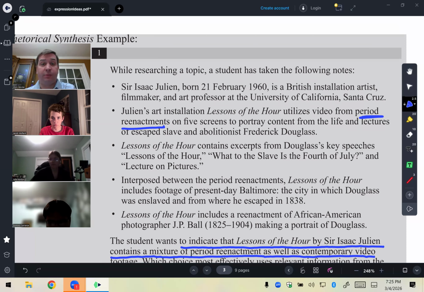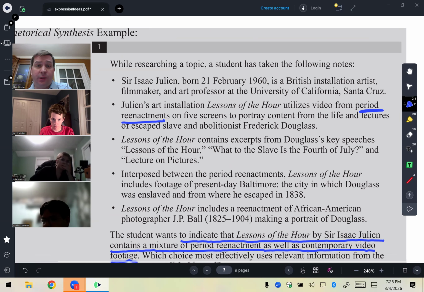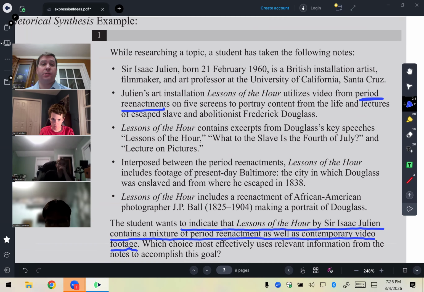We're looking for that on 5 screens to portray content from the life and lectures of escaped slave and abolitionist Frederick Douglass. Lessons of the Hour contains excerpts from Douglass's key speeches, Lessons of the Hour, What to the Slave Is the 4th of July, and Lecture on Pictures.